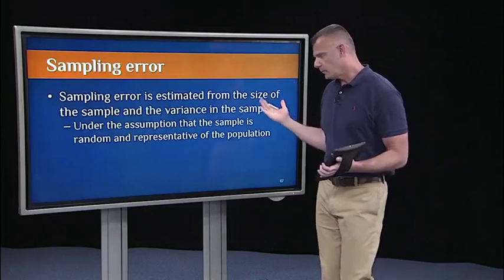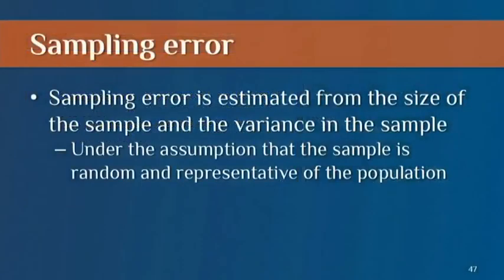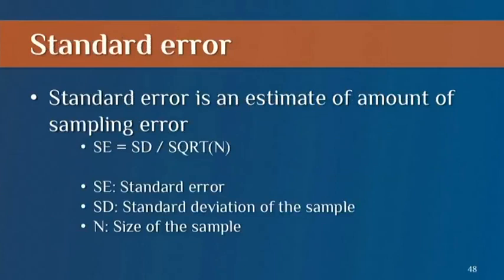So sampling error, again, is just estimated from the size of the sample and the variance in the sample. The way we do that is we actually calculate a value, and that's called standard error. So standard error is an estimate of the average amount of sampling error. And here's the formula for that. This is a really important formula going forward for inferential statistics. It will be repeated over and over. Standard error is simply the standard deviation in the sample divided by the square root of n.